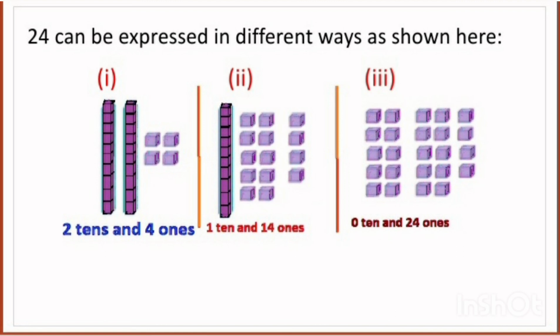Now, think in a way that the stacks of tens, that is both the stacks, if we split up, then both will be divided into 10 unit cubes each. So, all are unit cubes. How many unit cubes do we have? That is 24 unit cubes, or you can say 24 ones. So, you can write it as 0 tens and 24 ones also.